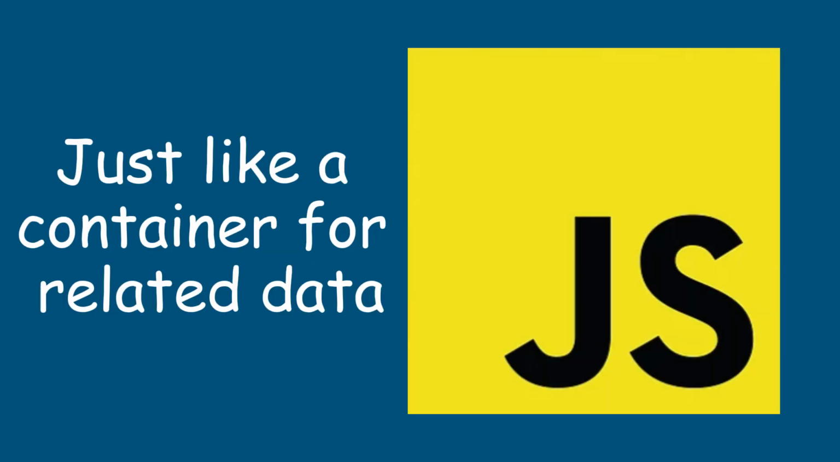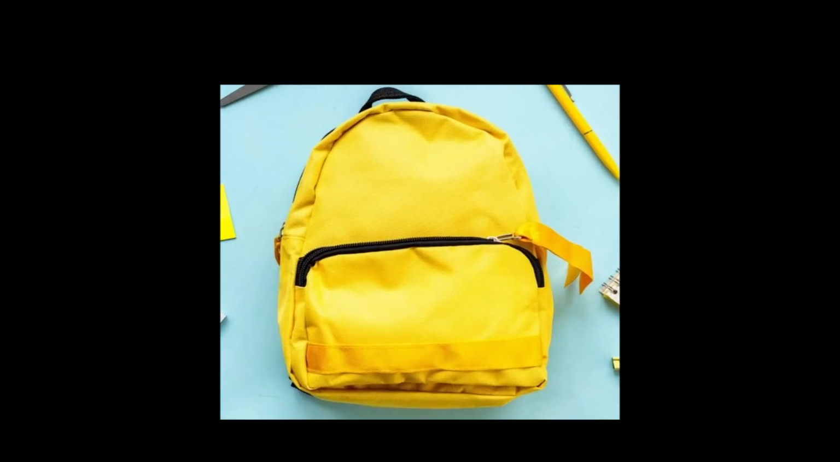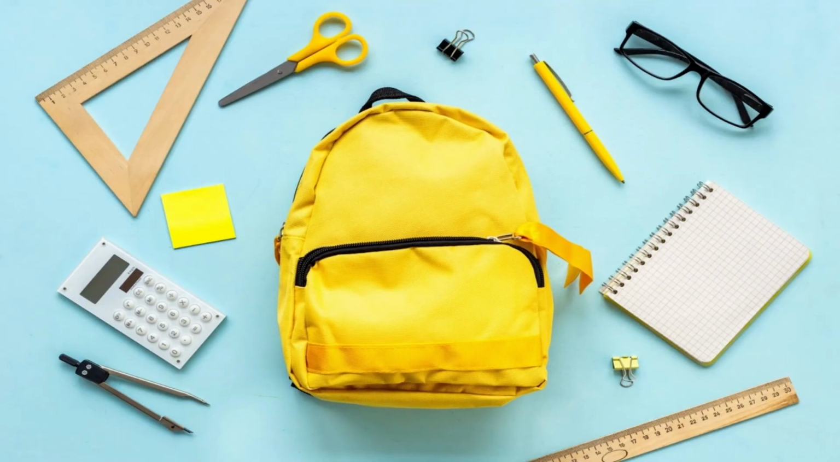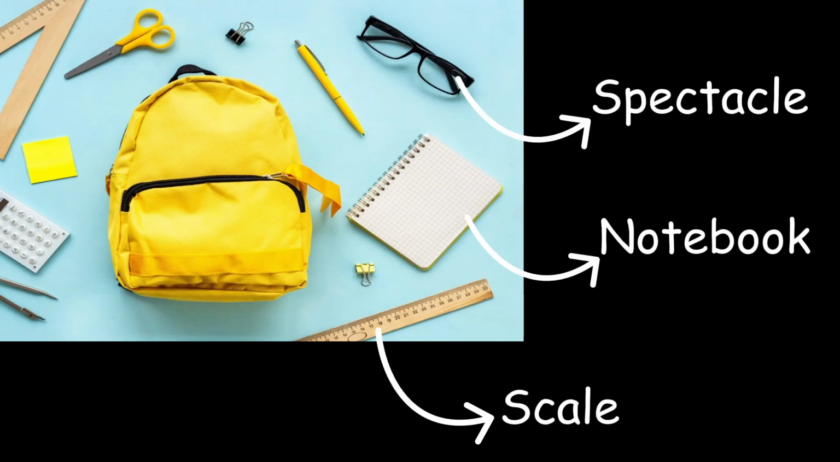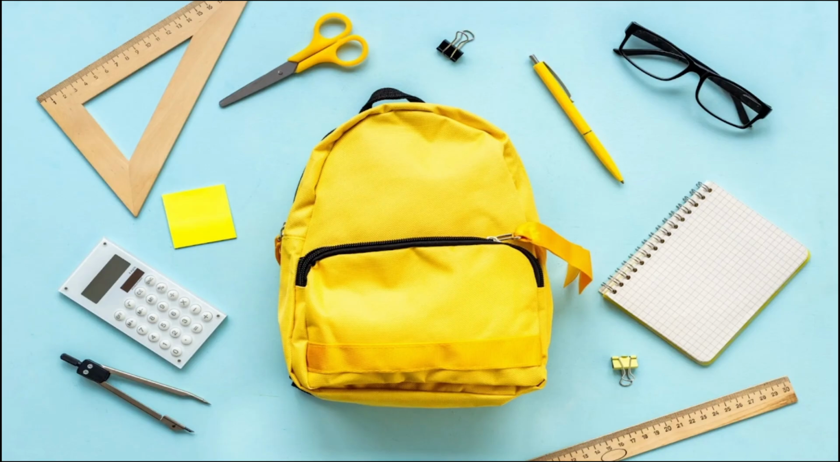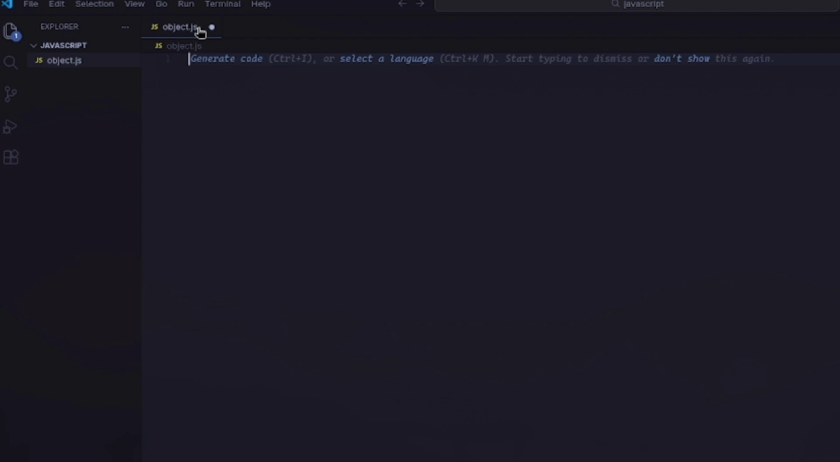At its core, a JavaScript object is just like a container for related data. Think of it like a school bag. The bag itself isn't special. What matters is what's inside it. Each thing inside has a label, and that label points to some value. Here's a simple example. We're making an object in here, so think of everything that you actually put in the bag.